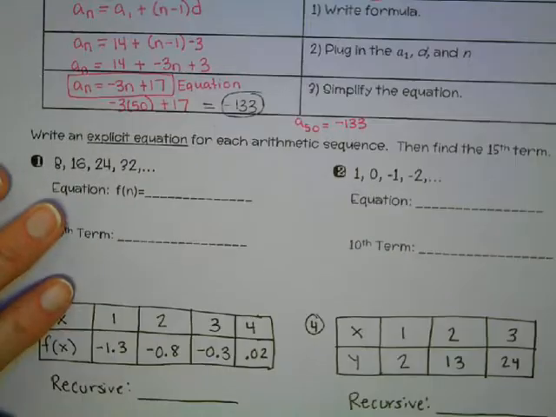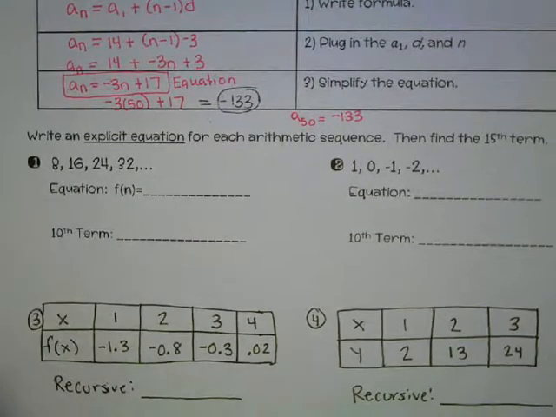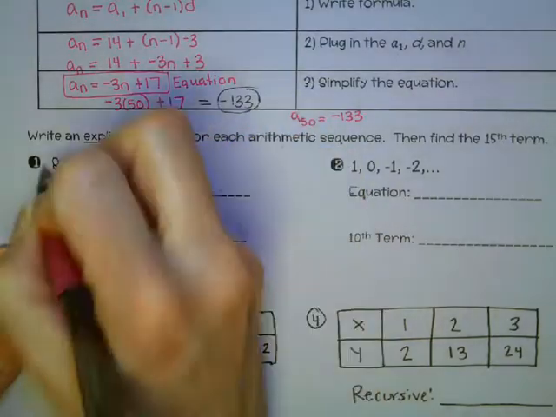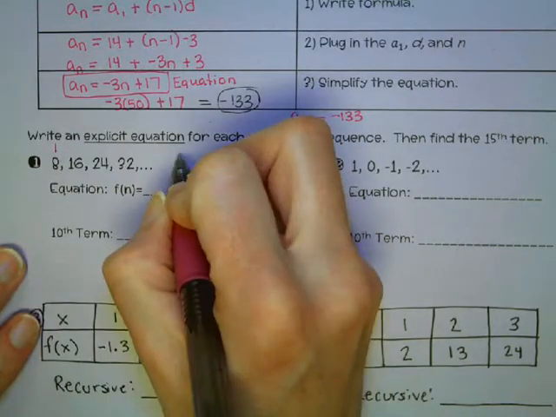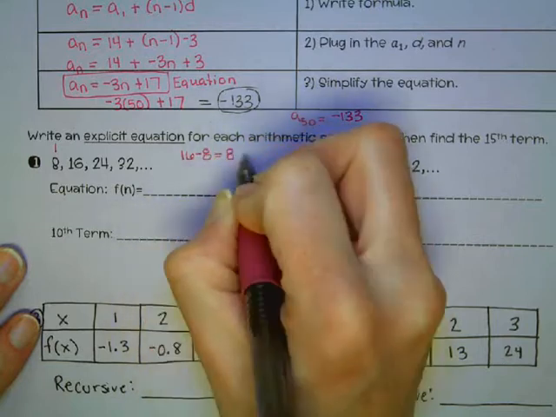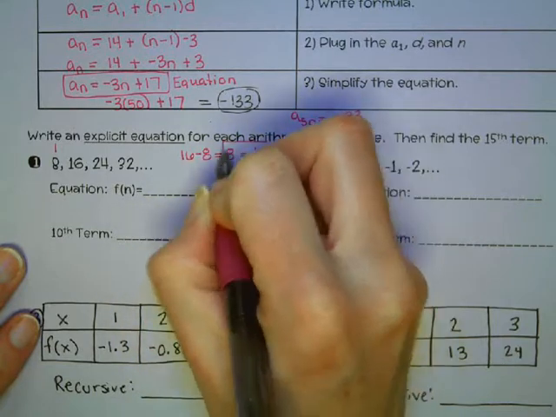Write the explicit equation for each arithmetic sequence. Find the 15th term. Alright, so the equation is going to look like, you need to know the difference. So 16 minus 8 equals 8. So the common difference for this one is 8. It's adding 8 each time.